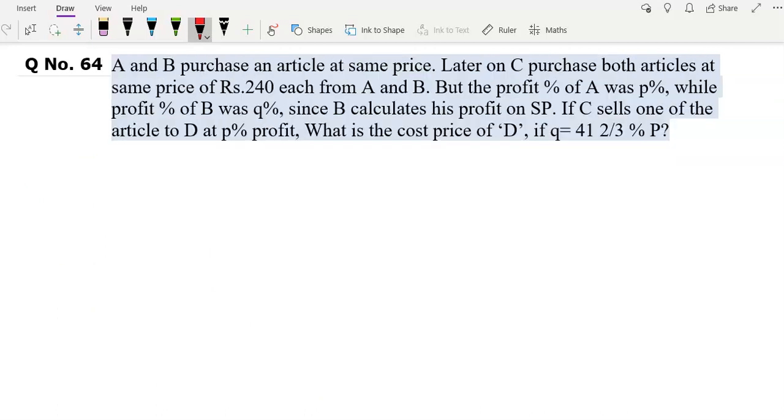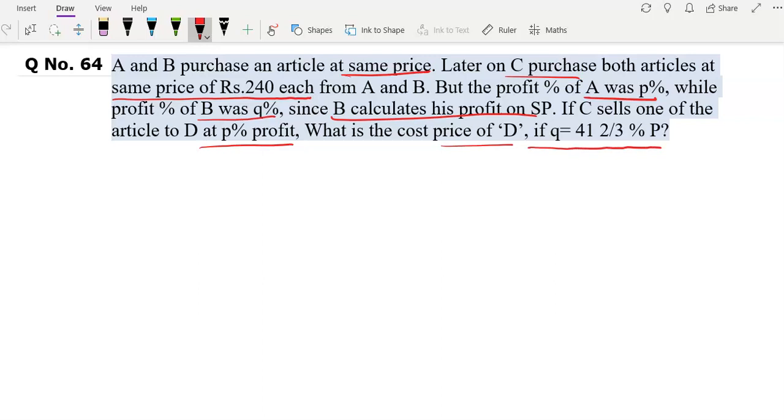Question number 64. A and B purchase an article at the same price. Later on, C purchased both articles at the same price of rupees 240 each from A and B, but the profit of A was P%, while the profit of B was Q%, since B calculates his profit on SP. If C sells one of the articles to D at P% profit, what is the cost price of D if Q is equal to 41.2 by 3% of P?